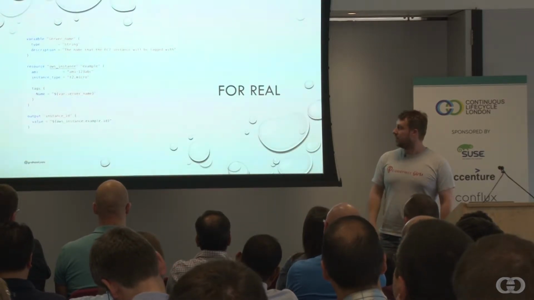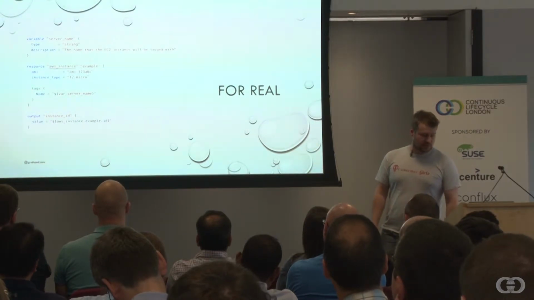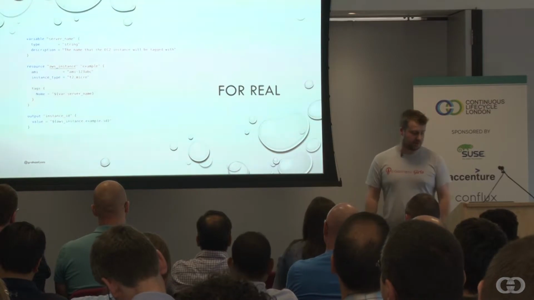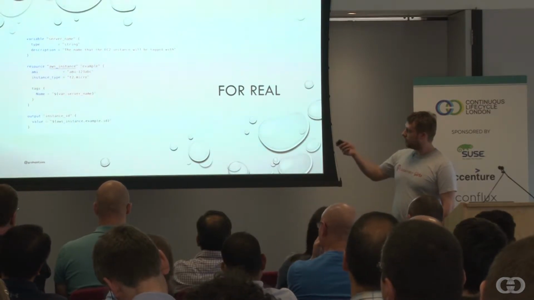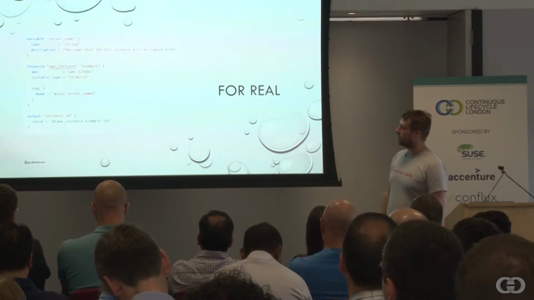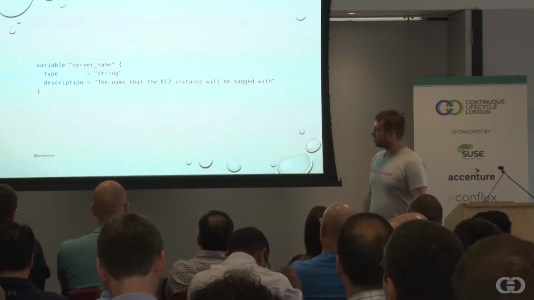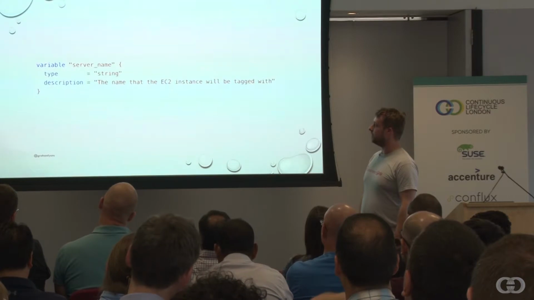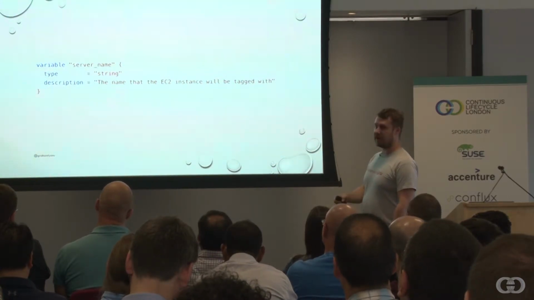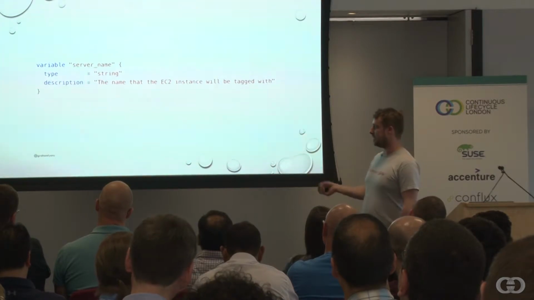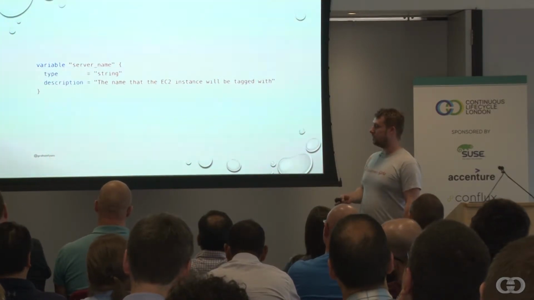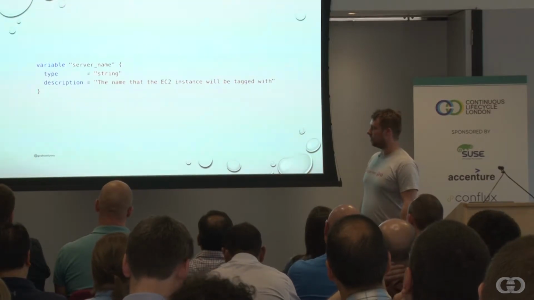So coming back to our example, how do we actually do this for real with Terraform? I'm going to have a little look at some of the different components of HCL that Terraform understands. So up at the top, we've got a variable, which we've called server name. And this is a variable which Terraform can take as an input, and then you can use the value of that variable in the HCL code.